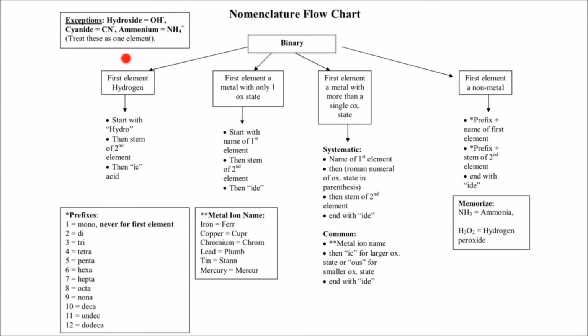So your exceptions are up here in the top left-hand corner, and we are on the binary side of the flowchart right now. The first thing that we are looking at is the first element, a metal. And it says here with only 1 oxidation state. We'll talk about that in just a little bit. The rule: start with the name of the first element, say the stem of the second element, and then add IDE.